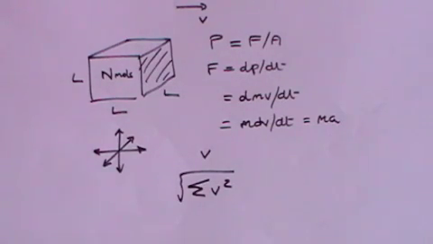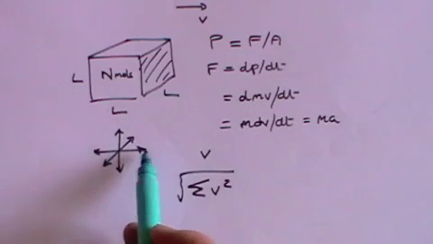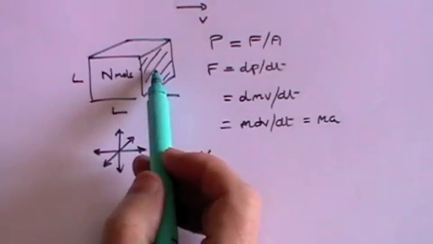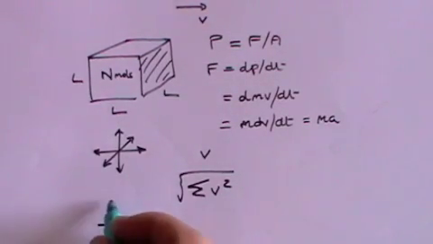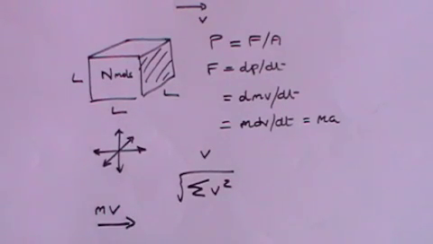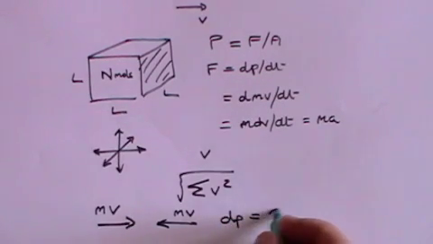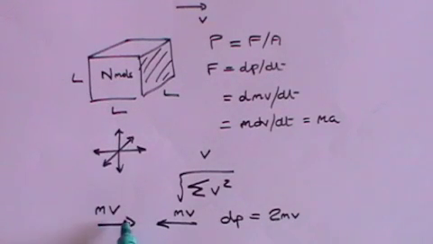Now let's consider one molecule which is travelling from left to right, and it hits this wall, and as it does so, it is travelling in this direction at v with mass m, so it has momentum mv. When it hits the wall it bounces back, still with the same mass but now with velocity in the other direction. What is the change in momentum? The change in momentum dp is 2mv, because it was going in mv in this direction, now it's doing mv in that direction, the total change is 2mv.